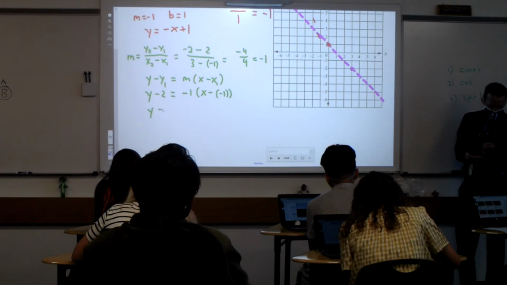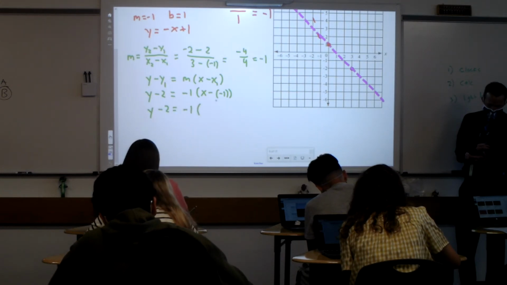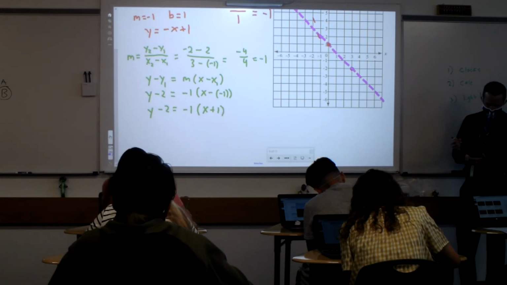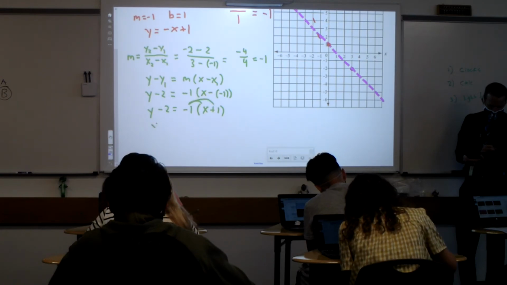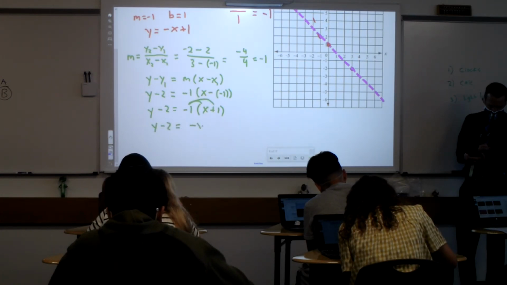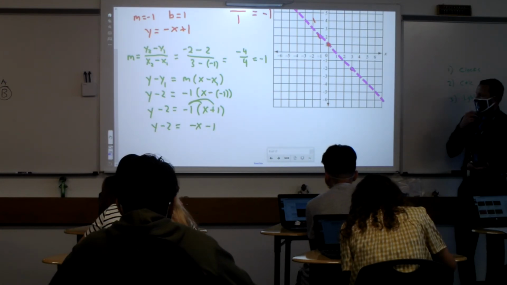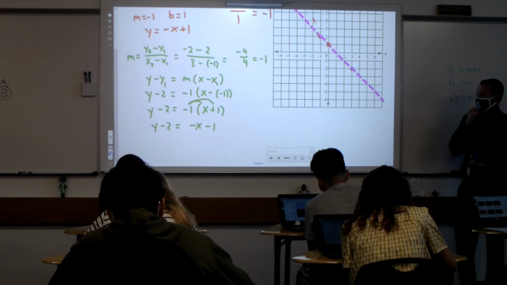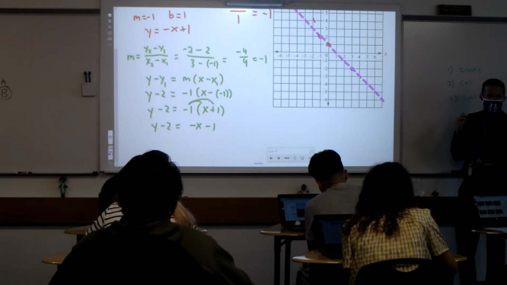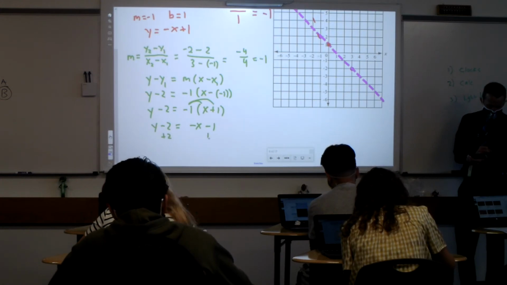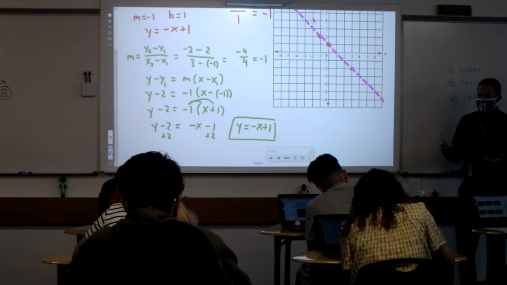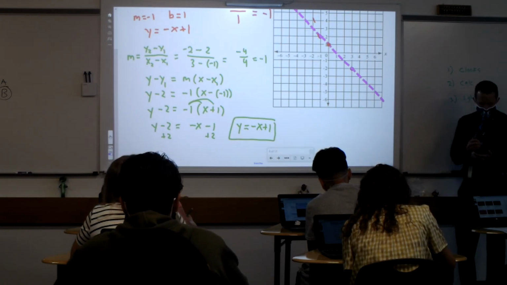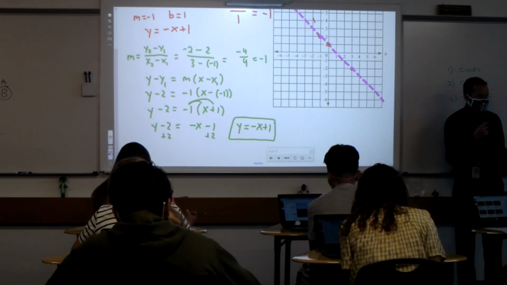Okay, so what we get here is y minus 2 is equal to -1, and this will be x plus 1, because two negatives make a positive. I'm going to distribute that negative, so I get y minus 2 is equal to -x minus 1. And if we're going to just solve this for y, what should I do? Add 2. When we do that, we get y equals -x plus 1. Isn't that what we got before? Voila, that's how you do it for maybe one of those more challenging ones, but either way works, right? So you can choose whichever one works best.